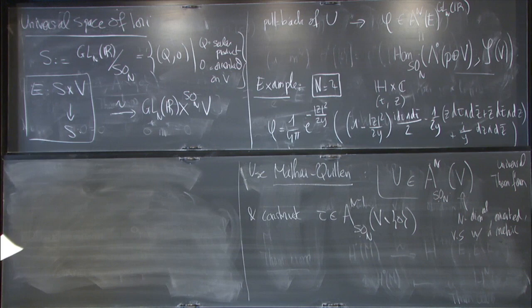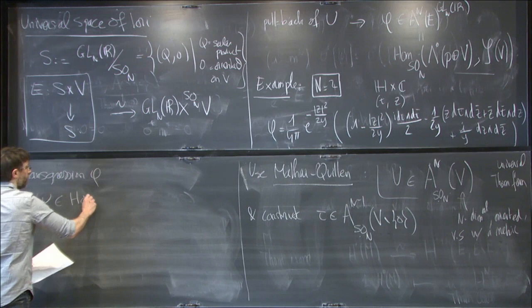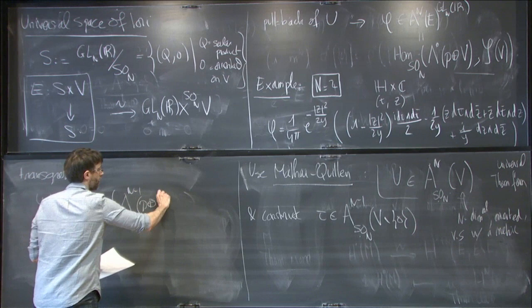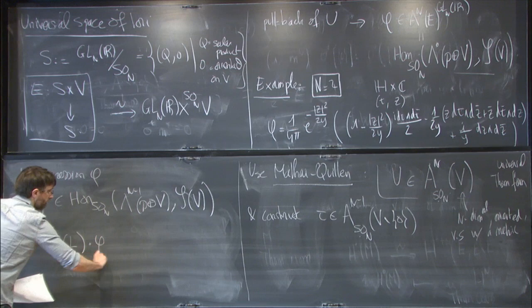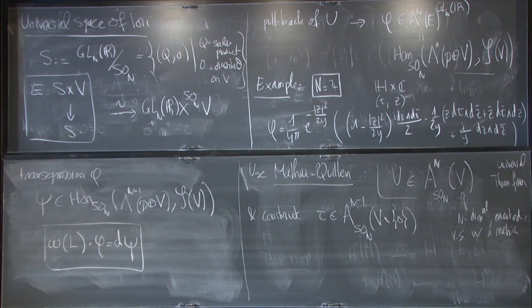There is a transgression of phi that in fact comes from another form with values in the Schwarz space, which is a degree n minus one form, still in the Schwarz space. Okay, so it's a degree n minus one GL_n(R) invariant form, and it satisfies something which I will write like this to fit with the usual notation in the Kudla-Millson theory.